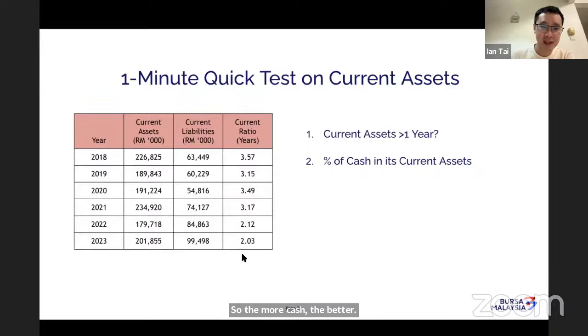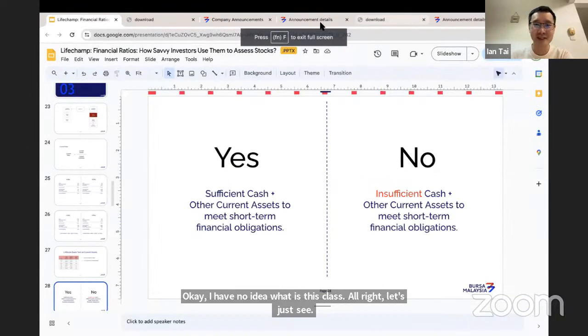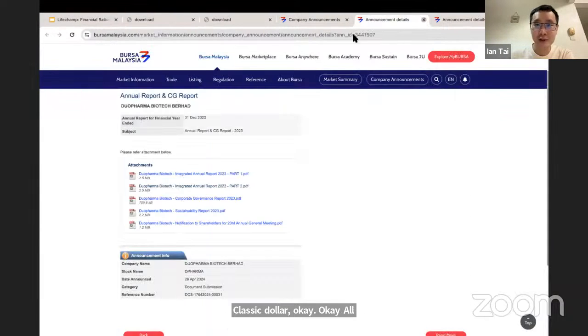Now let me just pick a stock that you guys type in the chat box. Let's see over here. Okay, I have no idea what this Clasita thing is. All right, let's just see Clasita, for fun, so that you know how to.